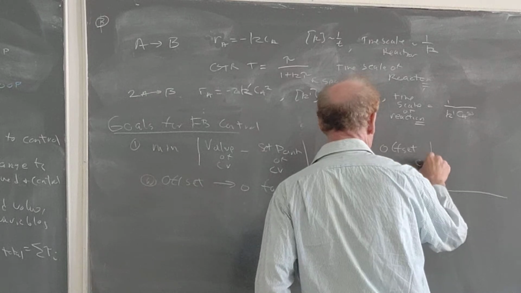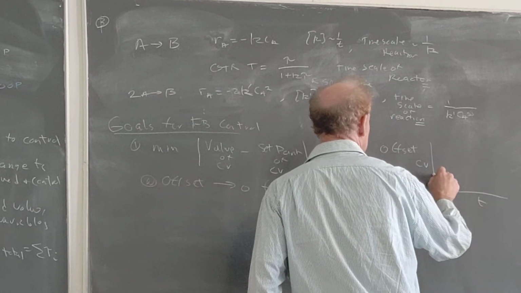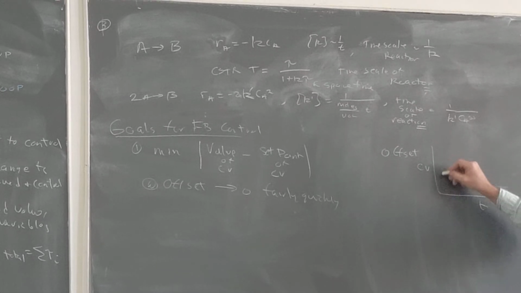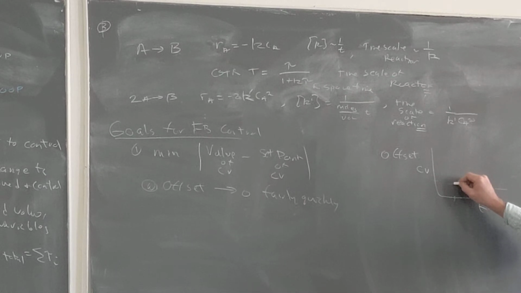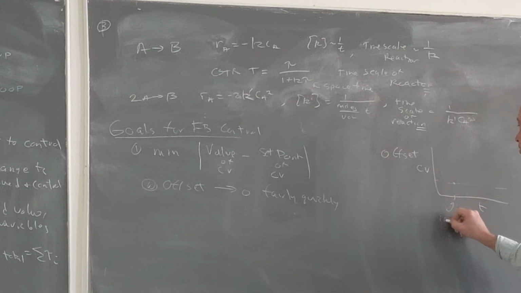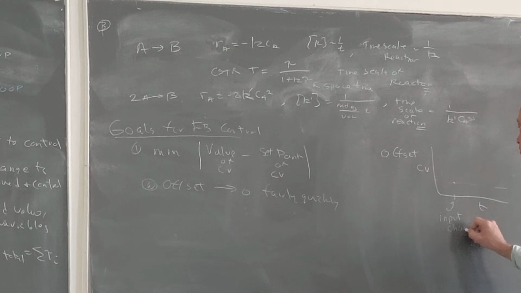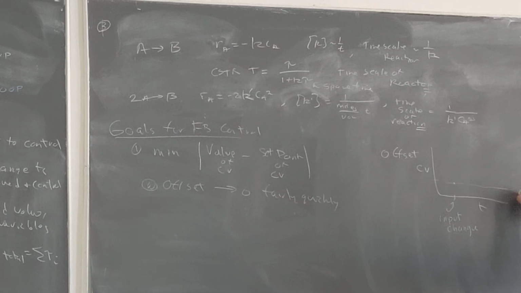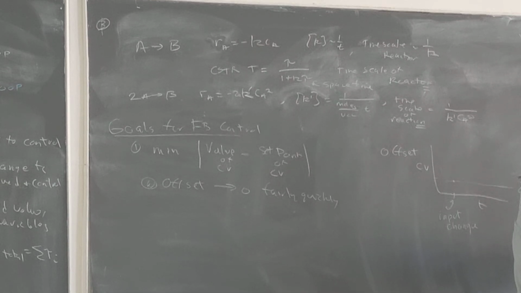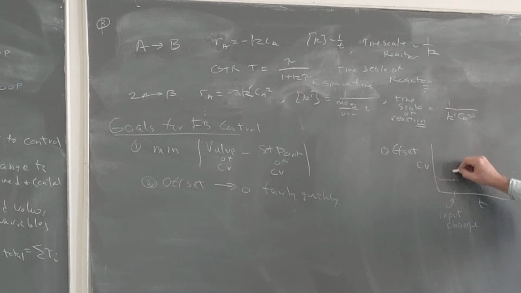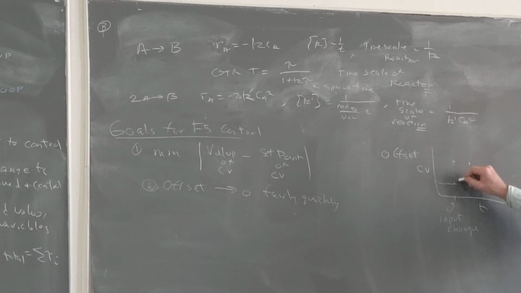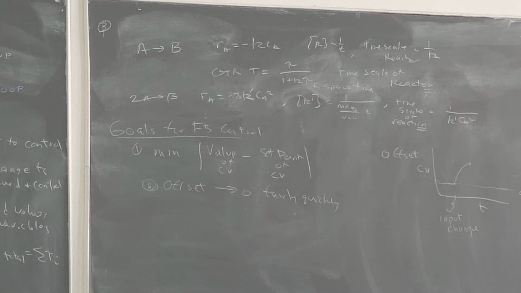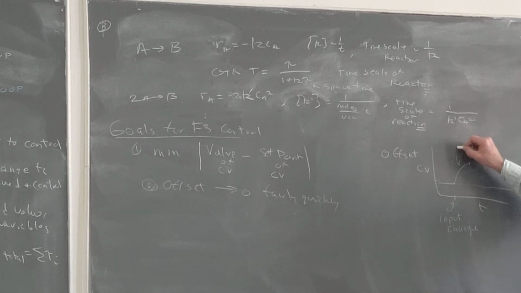let's say I have a control variable versus time. And so I have some sort of input change. Here I have an input change. And let's say this is my set point. So I was at the set point, and now I have an input change, and that has an effect. That effect may happen immediately, or it may happen a little bit later, depending on what it is. And now I do my control. So this is the effect of the change in input.